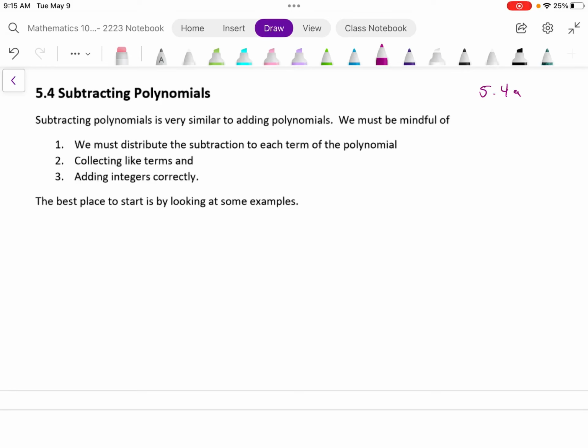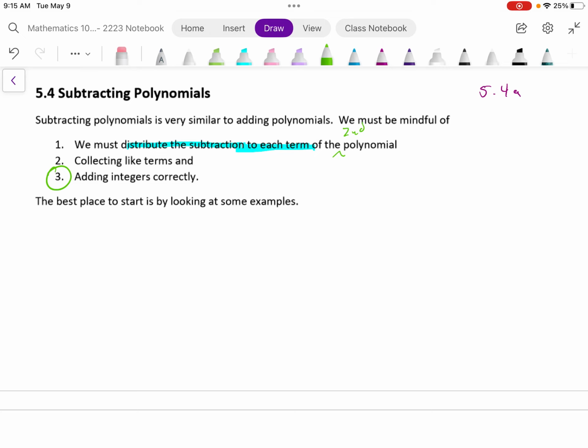All right, subtracting polynomials. Subtracting polynomials is very similar to adding polynomials. So we must be mindful that this is the thing. We're always going to distribute our operation. So we're going to distribute the subtraction to each term of the second polynomial. Now I'm just going to put the second polynomial. We're going to collect like terms, and likely the biggest source of error is adding integers correctly.